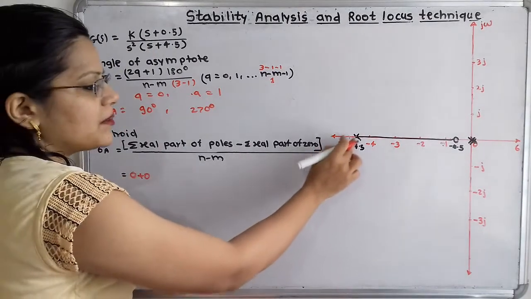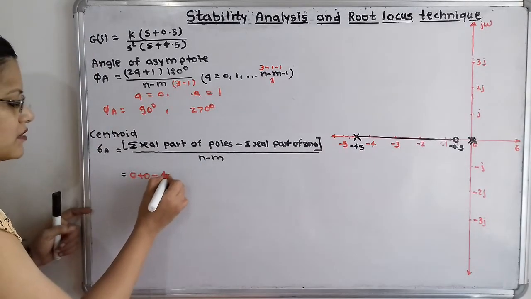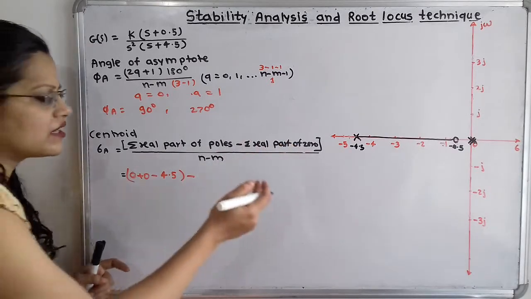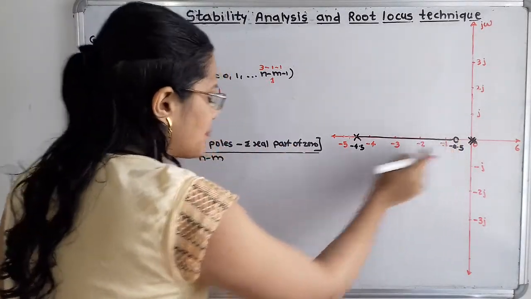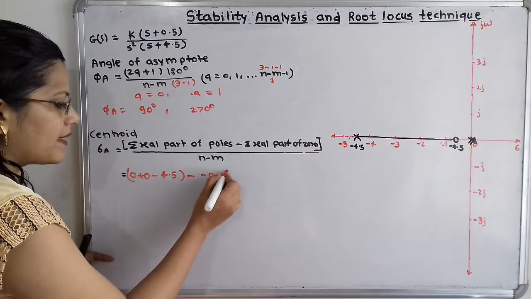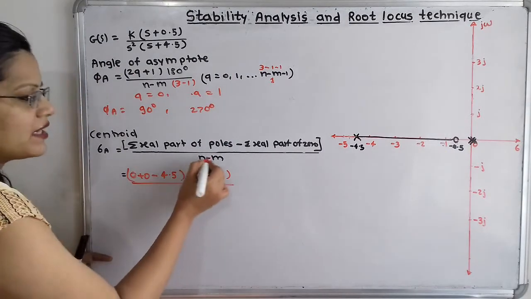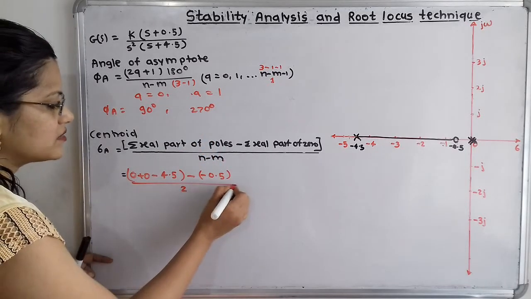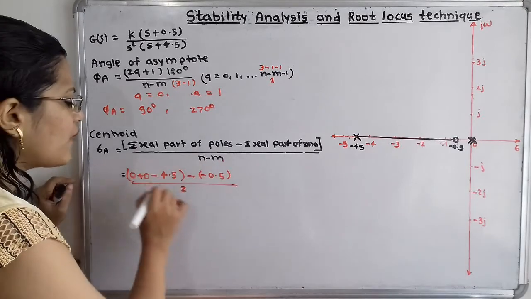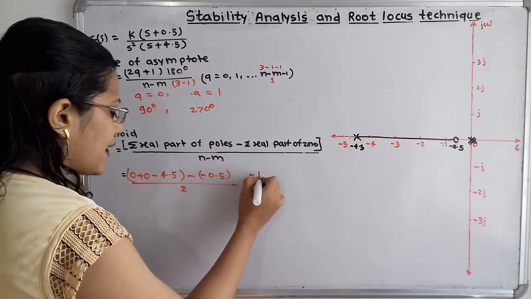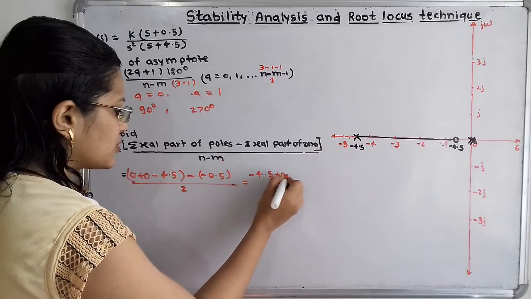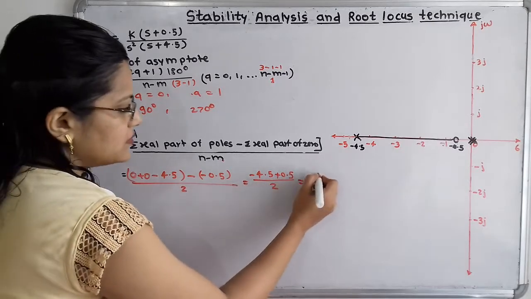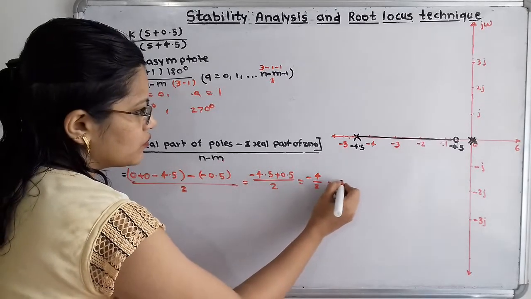Now here this real number is minus 4.5. So I will take minus 4.5 minus the summation of the real part of zeros. Here there is only one zero and it is at minus 0.5. So I will write here minus 0.5, divided by n minus m. So n is 3 and m is 1, so I will directly write the answer, that is 2. Now when we calculate this, we get minus 4.5 plus 0.5 divided by 2, which is equal to minus 4 divided by 2, which is equal to minus 2.